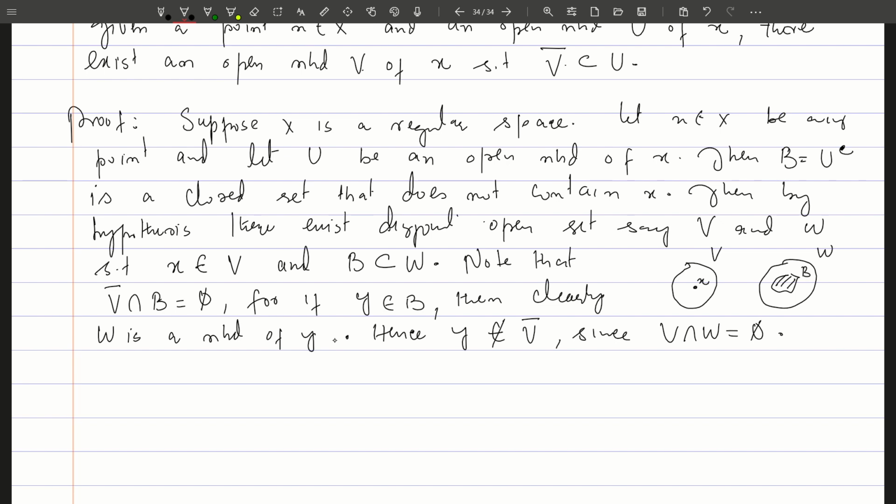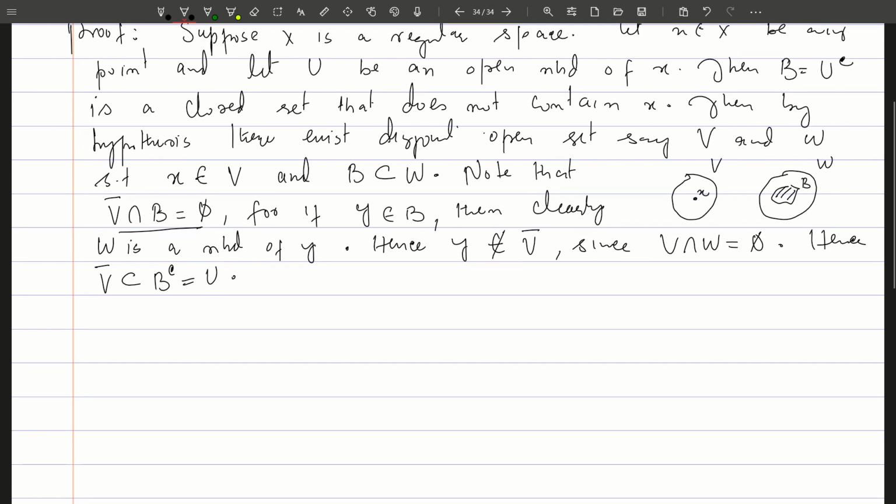So if this intersection is empty, hence V closure is contained in the complement of B, which is U. So this proves the condition over here. So hence we are done in this direction. Now let us prove the other direction.